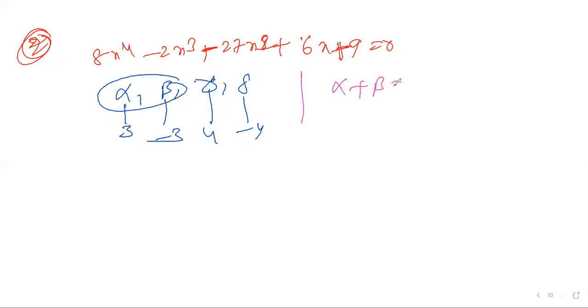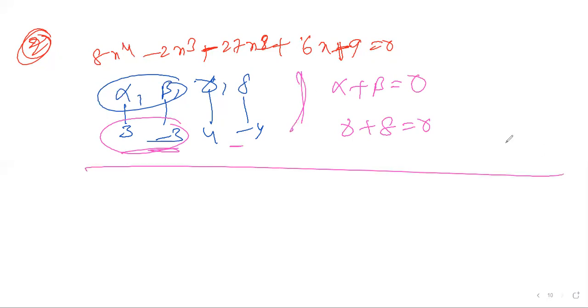So from this, what you can understand is the condition: alpha plus beta is equal to 0, gamma plus delta is equal to 0. Can I write like this? Both are the same with different signs, so adding gives 0. This is the condition they mentioned by default. Now you have to work on that.